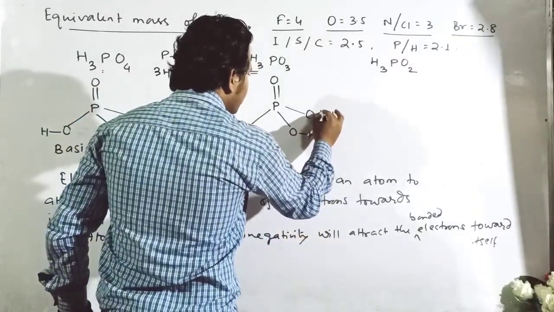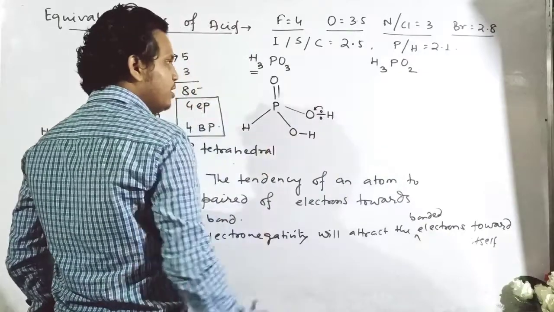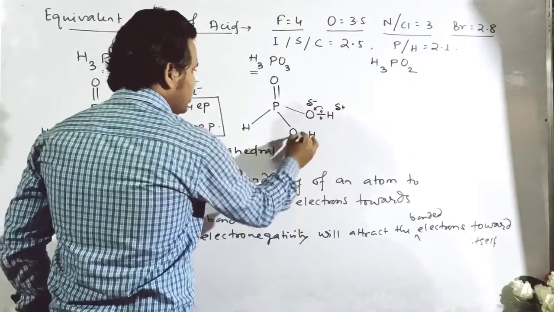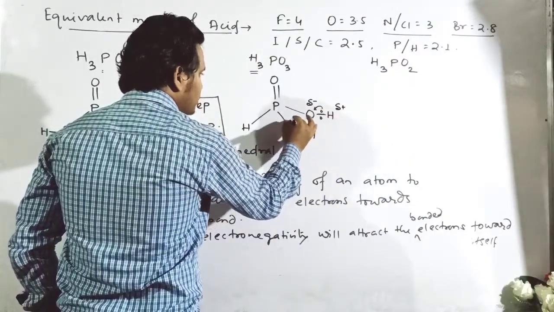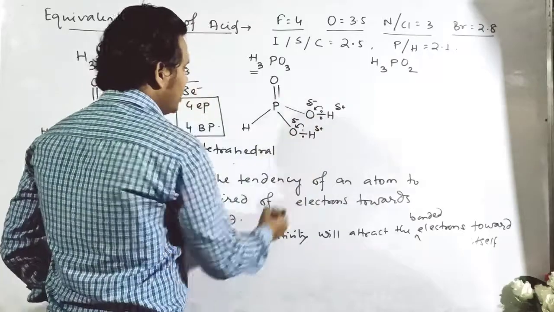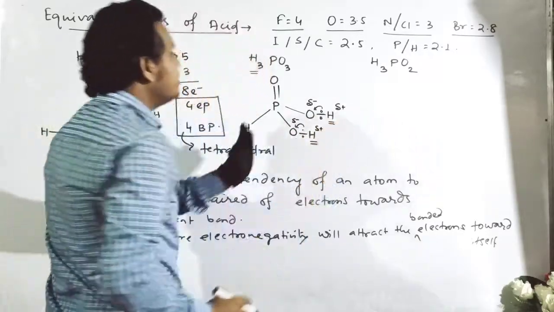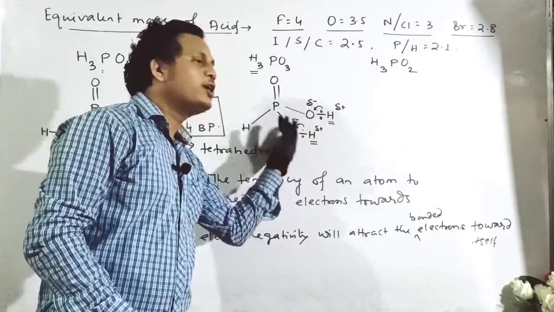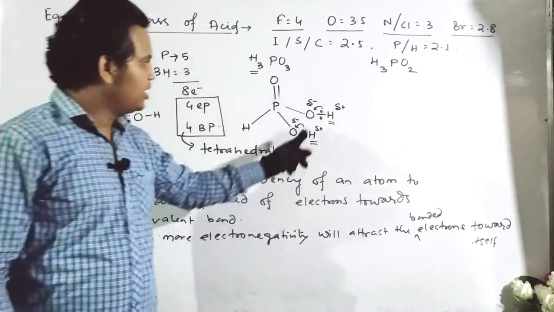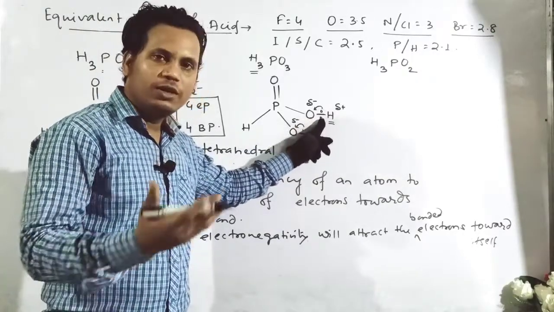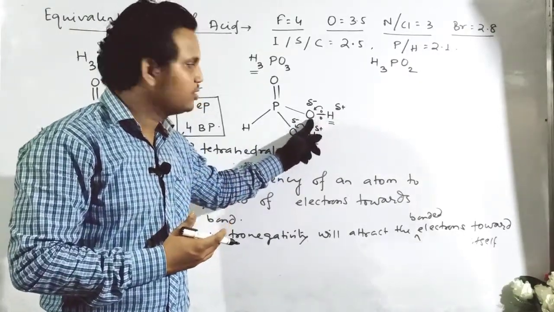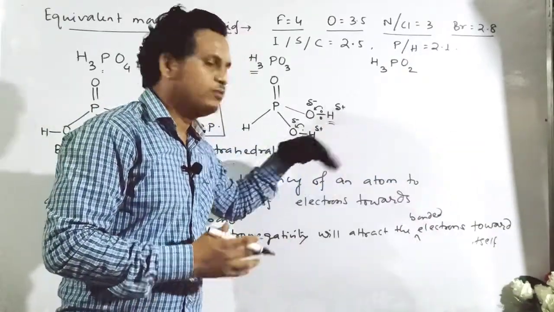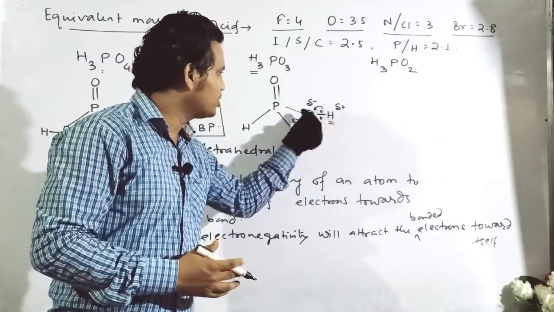Oxygen will attract the bonded electrons toward its shell, and oxygen will acquire a negative charge and hydrogen a positive charge. In the same way here also, oxygen negative, hydrogen positive. So this hydrogen can be easily removed, because the bonded electrons are moved towards oxygen. The electron is there, but it is towards the oxygen.